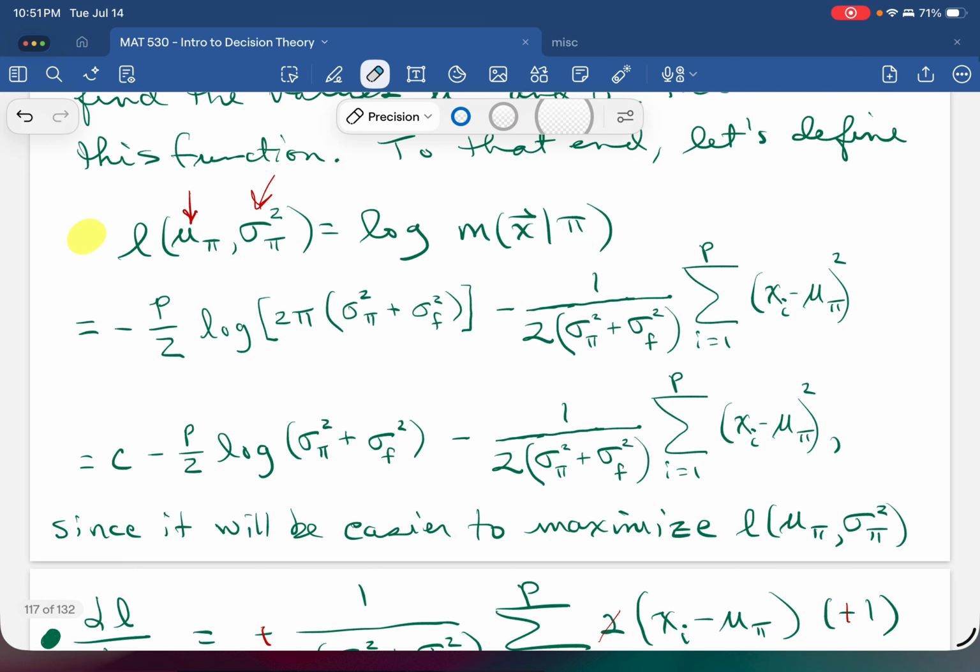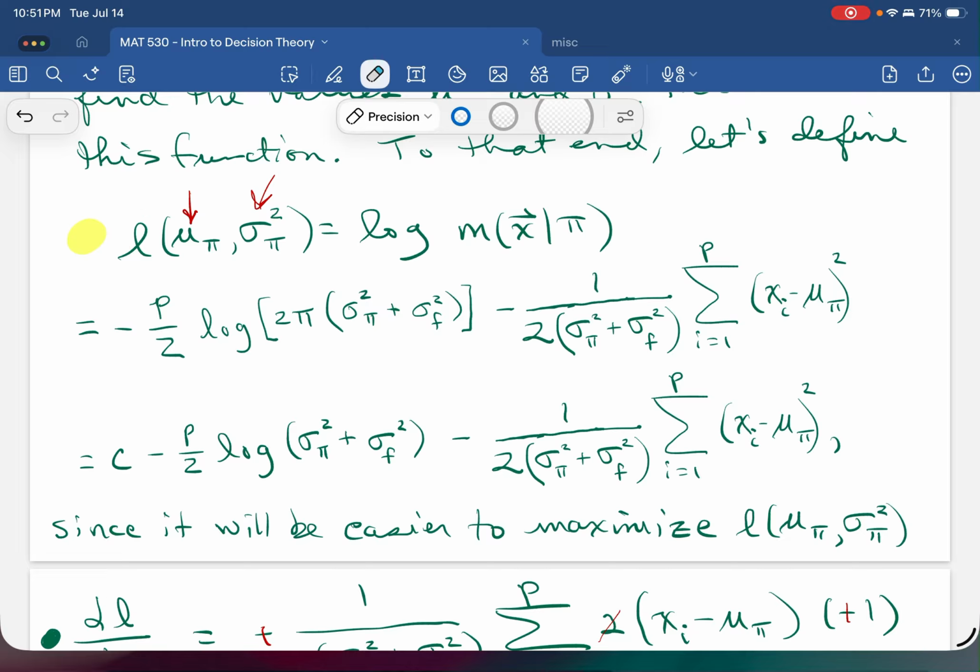So we essentially have a constant. I think that constant in this case would be negative p over 2 times the log of 2 pi, but whatever, we're going to take the derivative and the constant's going to go away. And then minus p over 2 times this, and then minus this part here. And notice that the last term does not have a log on it because before it was the power on the exponential. And so typically the log likelihood is denoted with a little l, and so that's what I've done here.